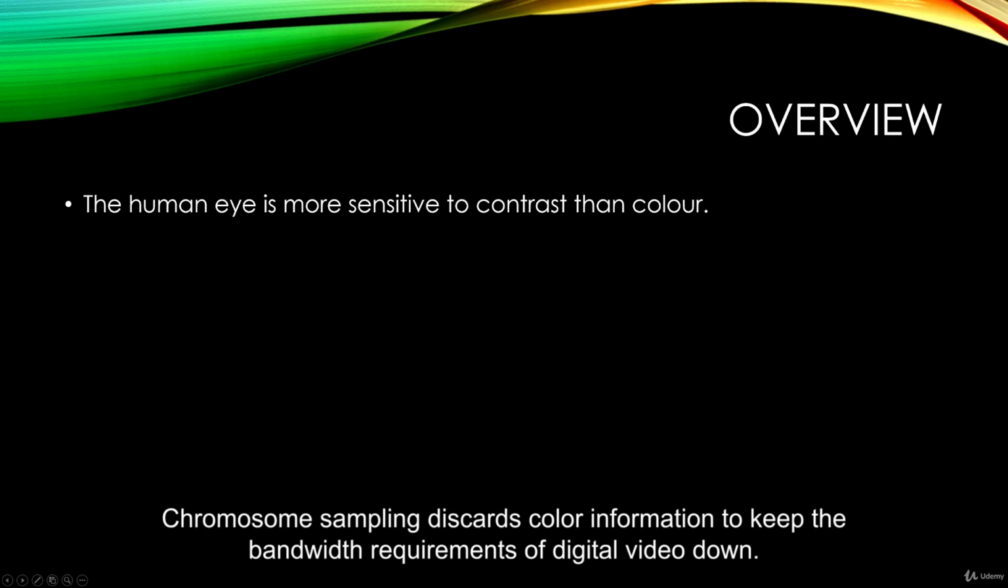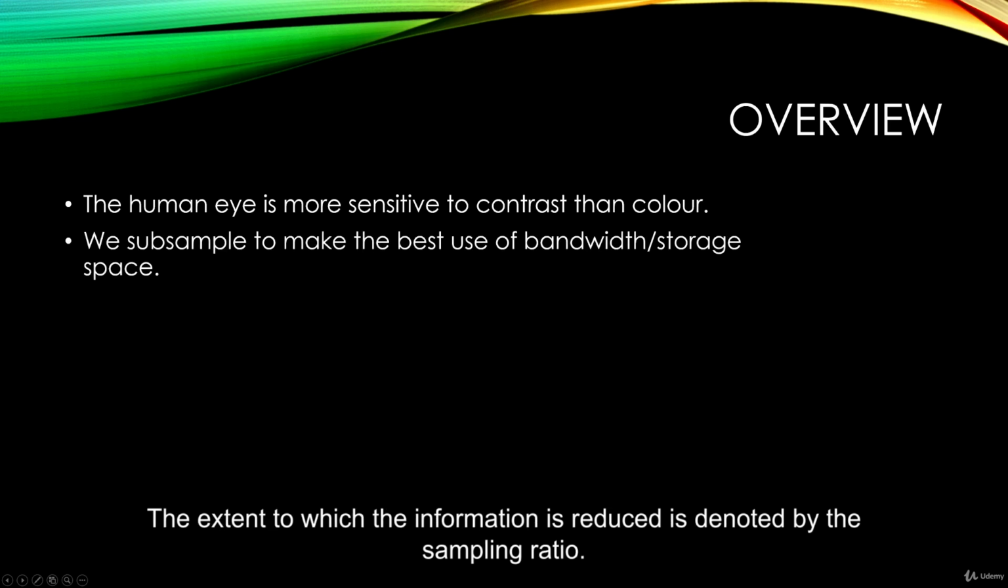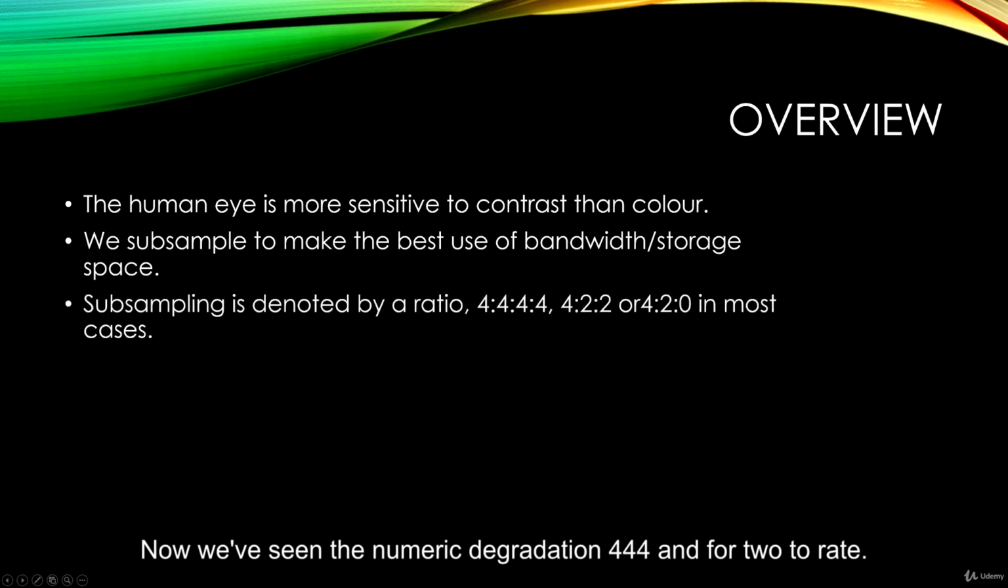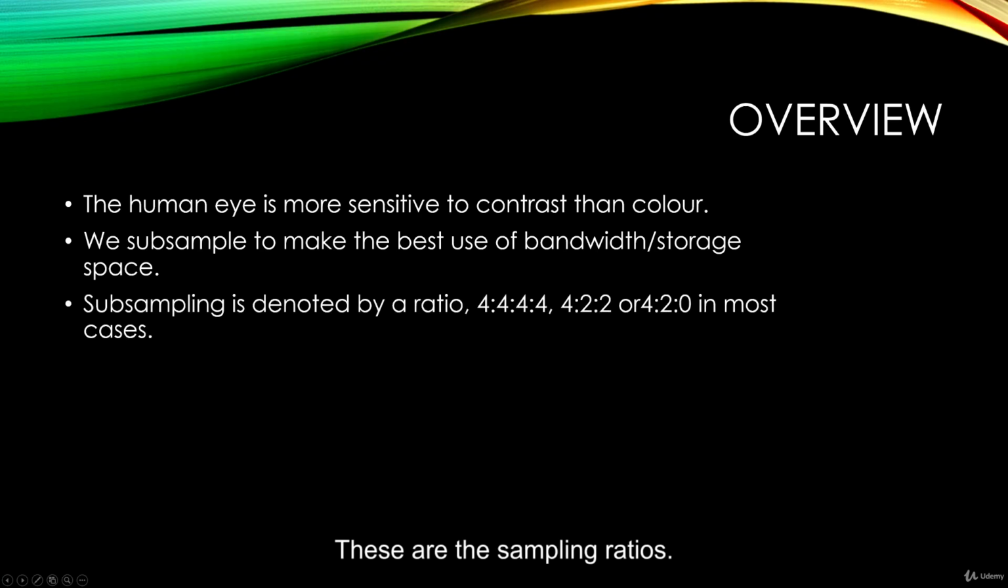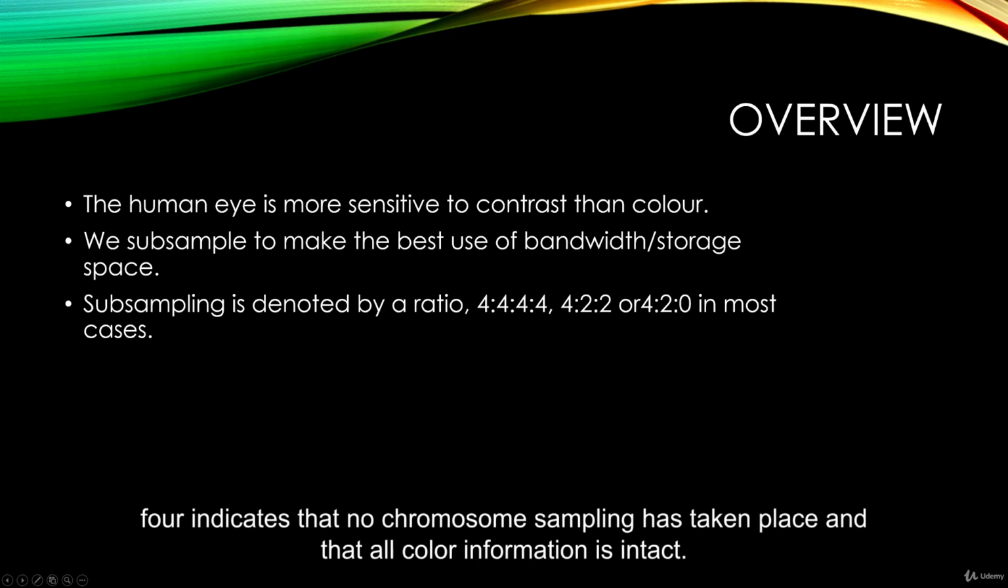Chroma subsampling discards colour information to keep the bandwidth requirements of digital video down. The extent to which the information is reduced is denoted by the sampling ratio. Now, we've seen the numeric denotation 444 and 422, right? These are the sampling ratios. They indicate how much colour information has been discarded by chroma subsampling. 4444 indicates that no chroma subsampling has taken place and that all colour information is intact.